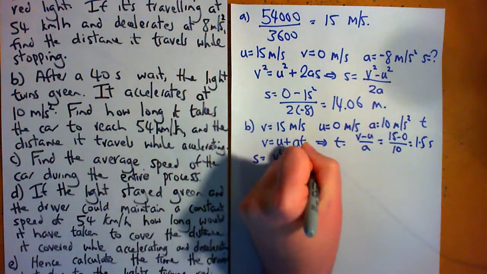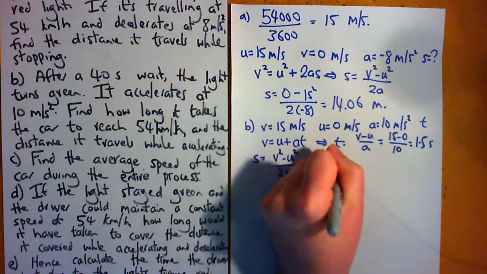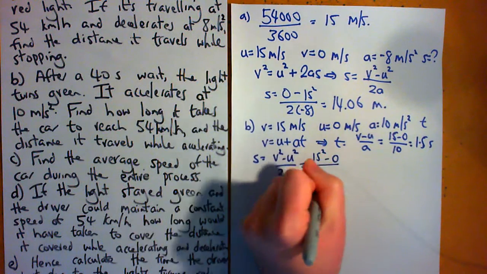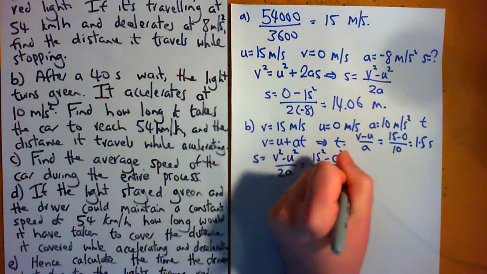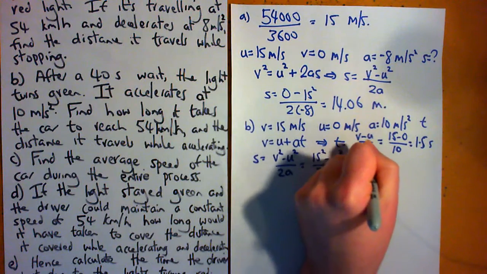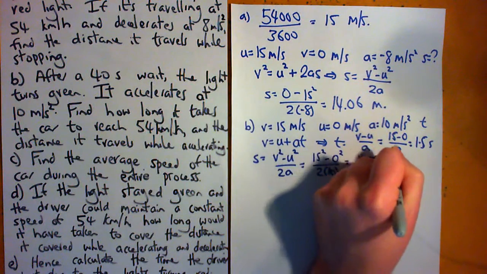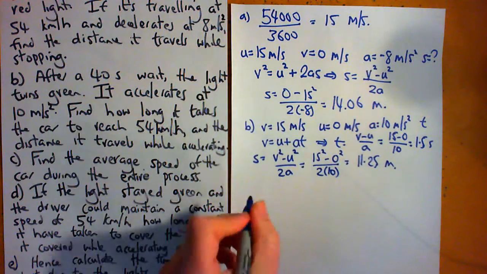So here we've got V is 15, and that's squared minus U, which is 0, divided by 2 multiplied by A, which is 10, and that gives us 15 squared is 225, divided by 20 gives you 11.25 meters. So we have the distance that the car covered while accelerating.